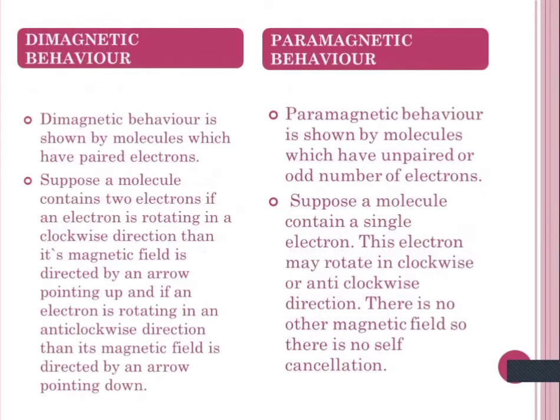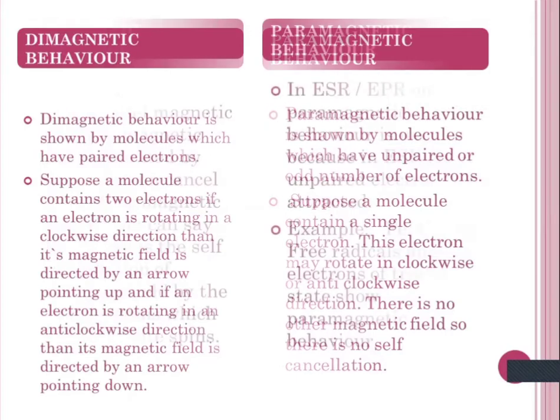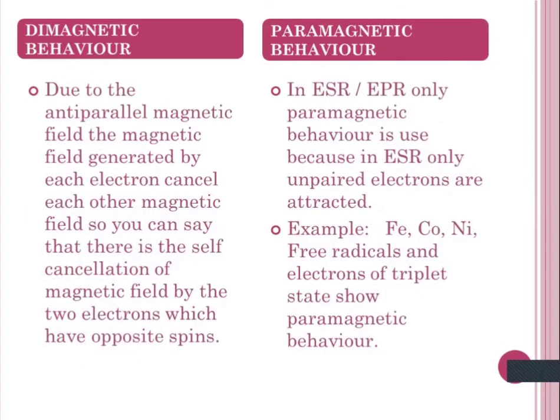Next come to paramagnetic behavior. Paramagnetic behavior is shown by molecules which have unpaired or odd number of electrons. Suppose a molecule contains a single electron. This electron may rotate in clockwise or anticlockwise direction. There is no other magnetic field, so there is no self-cancellation. In ESR or EPR only paramagnetic behavior is used, because in ESR only unpaired electrons are attracted. Examples are iron, cobalt, nickel. Free radicals and electrons of triplet state show paramagnetic behavior.